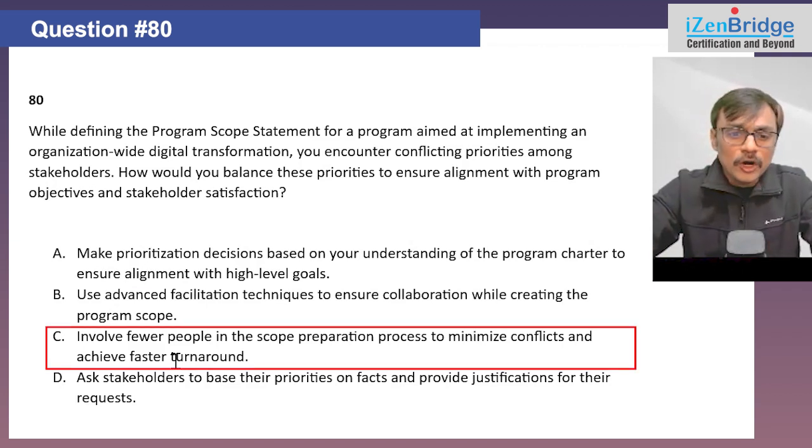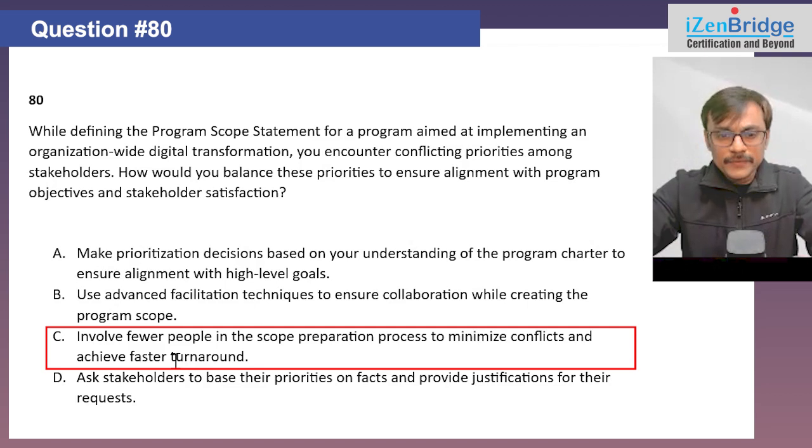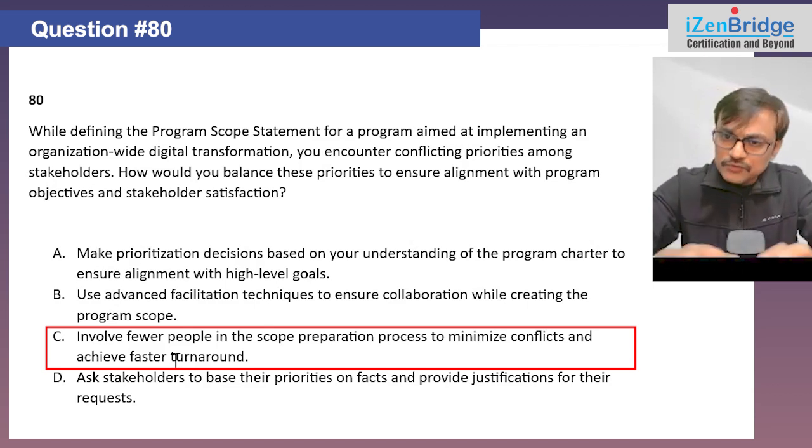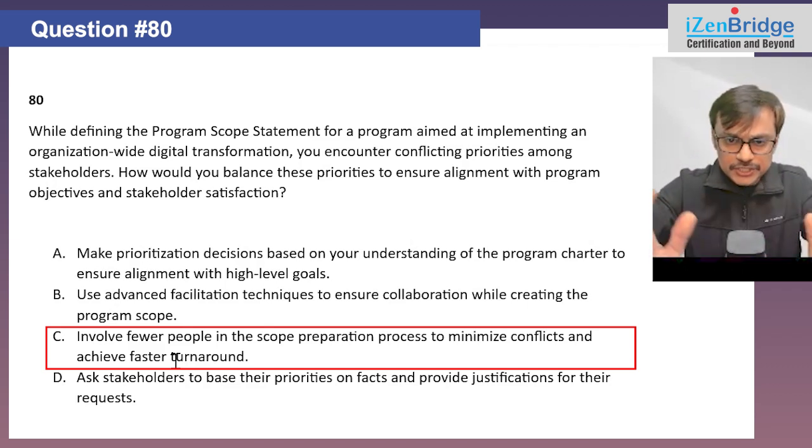Option C, involve fewer people in the scope preparation process to minimize conflict and achieve faster turnaround. So you can have a focused group, which may be a good idea, but not for the idea that we will have less conflict. This could be a possible way of scope creation, where you have a specialist group of people who are more knowledgeable and they can discuss and conclude it.